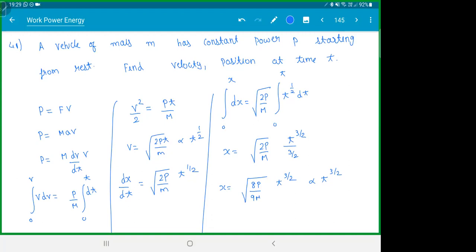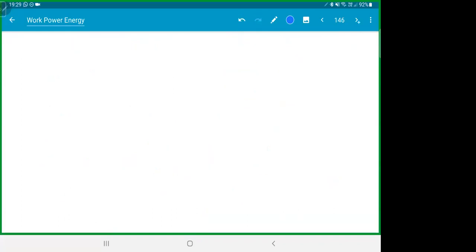But be clear with this thing: power is F into v. It means a lot. And remember, money per unit time is what you're looking at, not money.